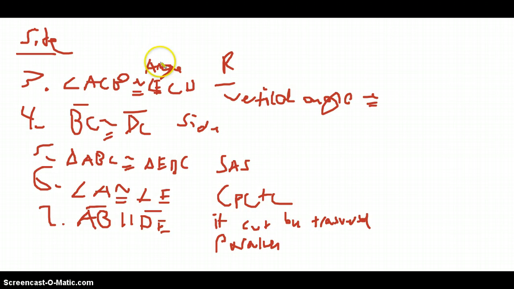And you have to know all these basic things like CPCTC, SAS, whatever you need to prove that these are congruent to one another. Usually this counts as a part 4 question on the Regents, actually. Probably about 6 points. It's not bad. It's easy points if you know what you're doing.